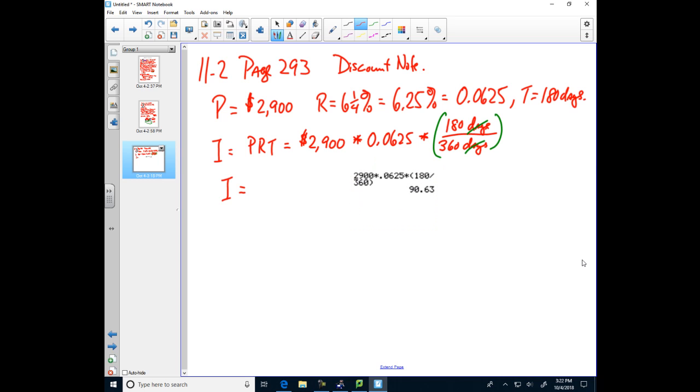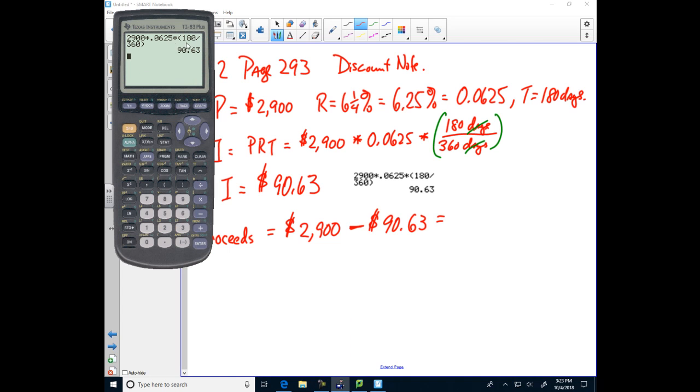I guess I should have waited for my screenshot. $90.63. Now, it wants to know the proceeds, doesn't it? So the proceeds are 2,900 minus $90.63.